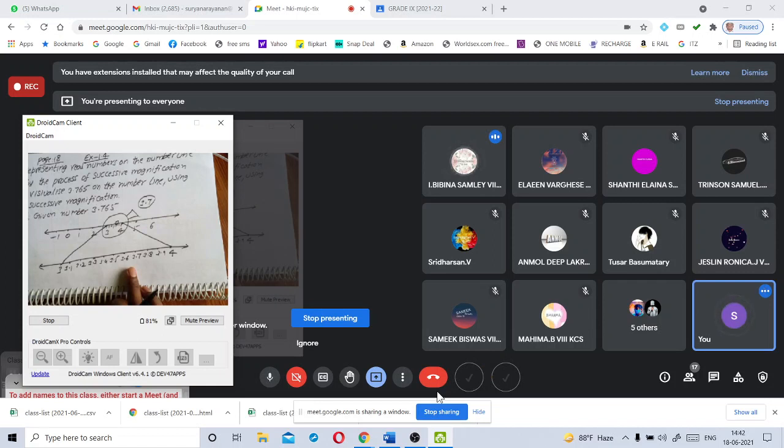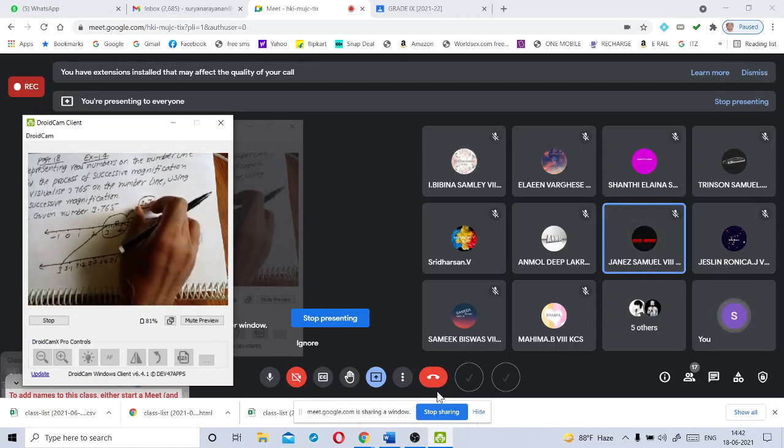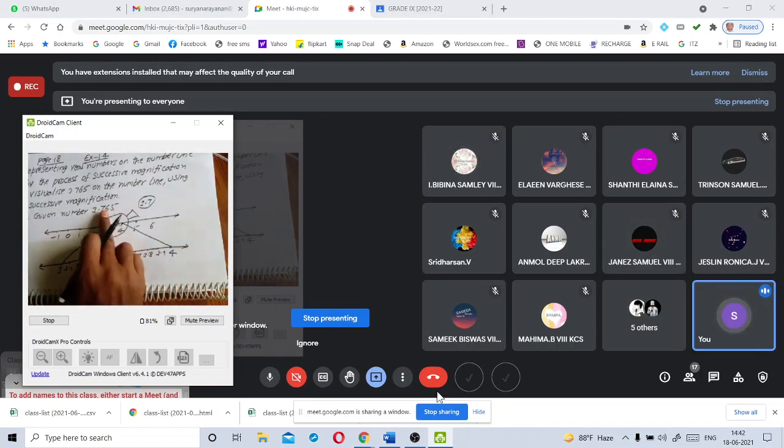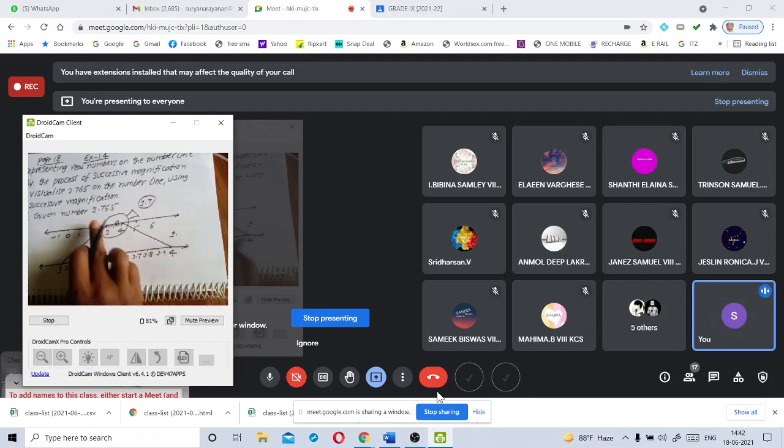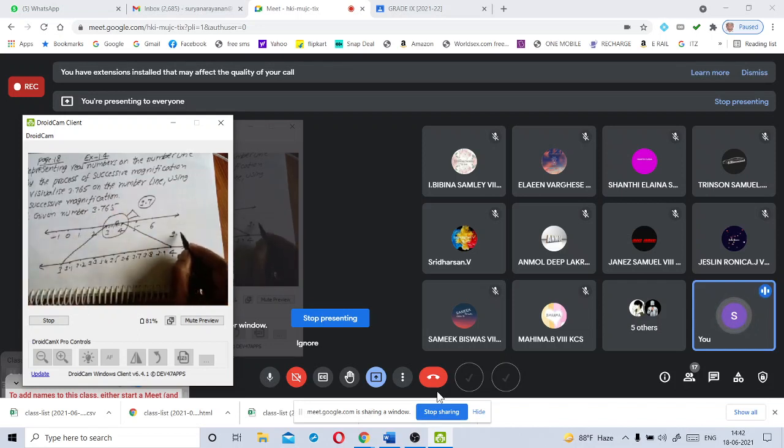Yes, sir. Now come to the next step. In the first step, we have taken the whole number part and only the first decimal place. In the next step, we have to take the whole number part and the first two decimal places, 3.76. In the second step, we have to take the whole number part and the first two decimal places after the decimal point.